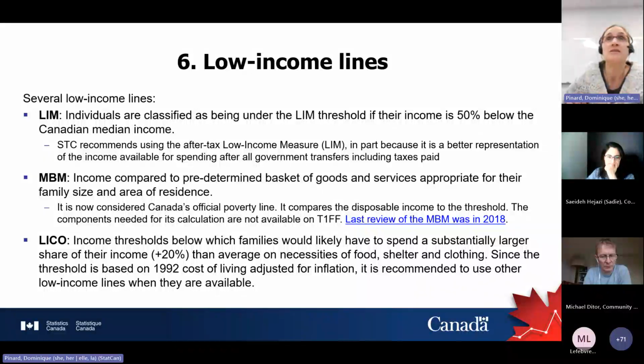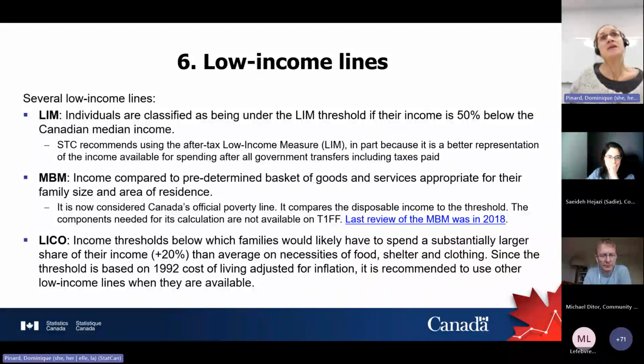This is an oversimplification. When we calculate low income, we adjust for family size so that we take into consideration if a family has multiple people living together and multiple income sources. So we try to take that into account.